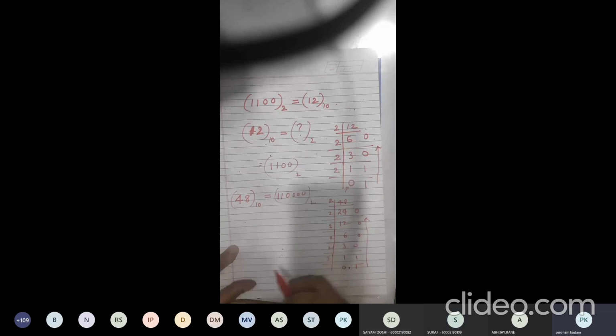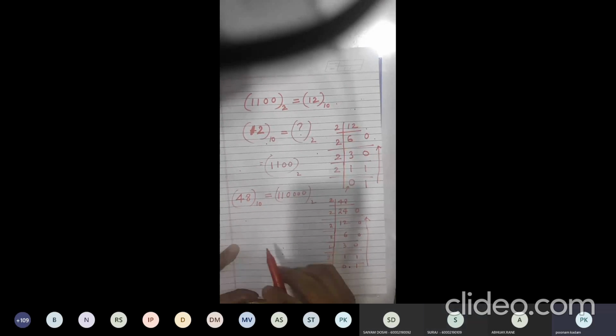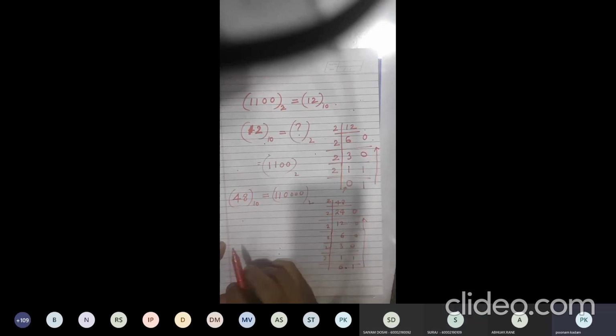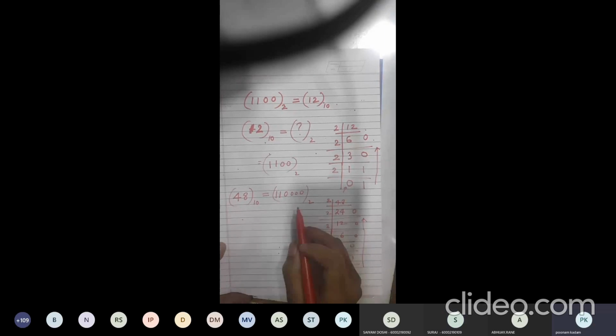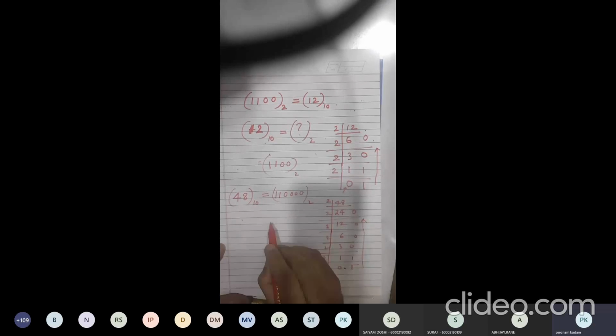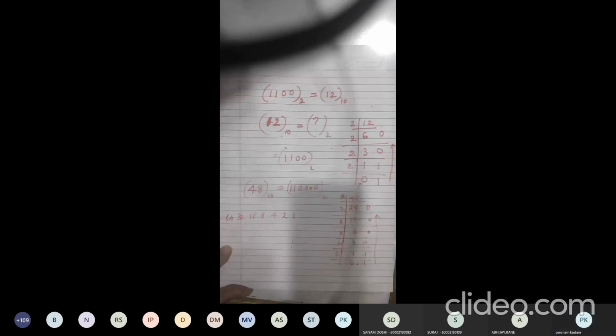Okay. Let me show you one more way to write the binary equivalent. Instead of doing this division, we know that the weight of each bit position is fixed, right? We start from the rightmost bit. Weight is 1. Then it is 2. Then it is 4 and 8, 16, 32, 64, and it will go on like this, right?